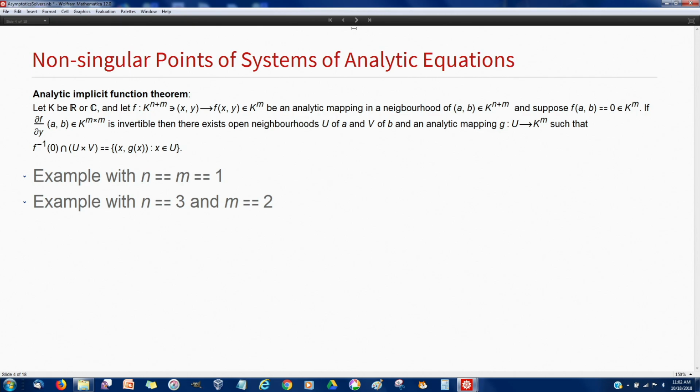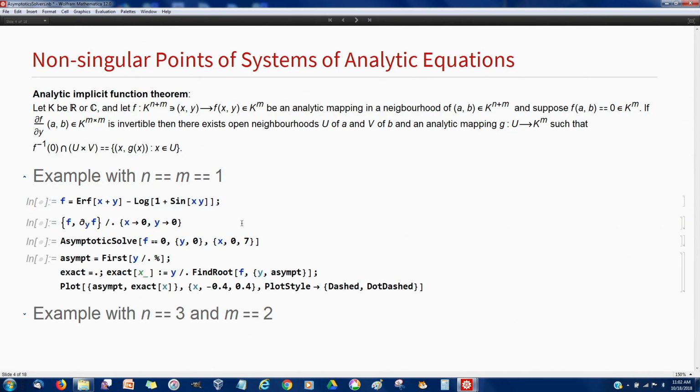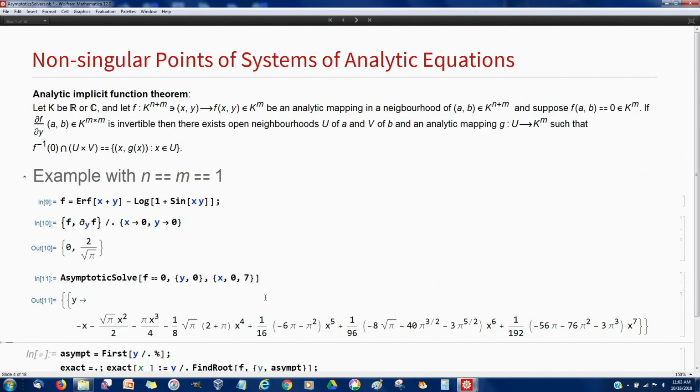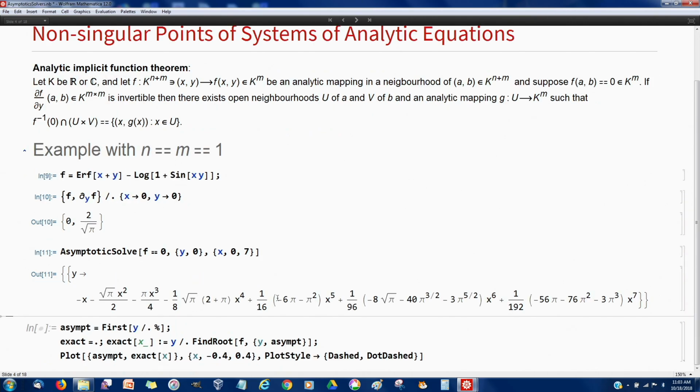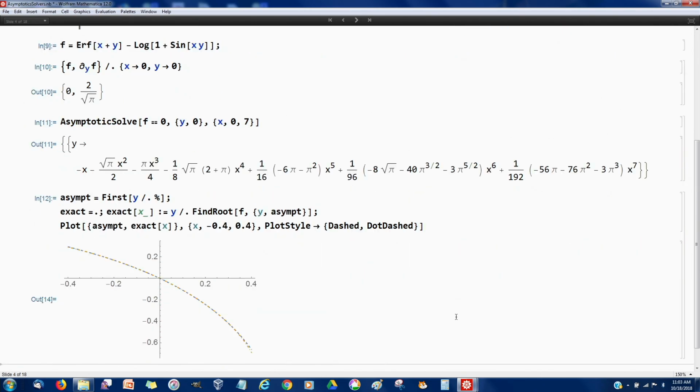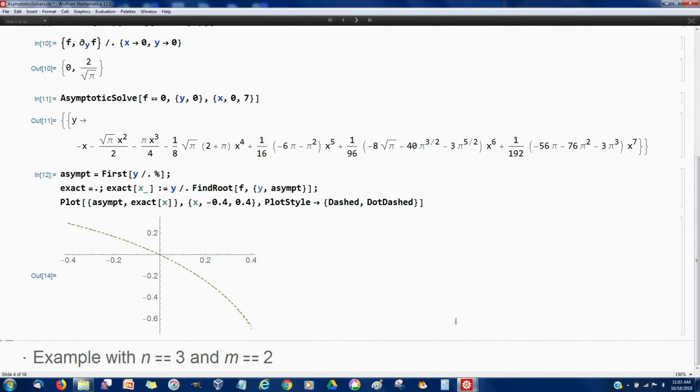If the derivative with respect to y is invertible, then locally we have exactly one solution, and this solution is analytic. Here's an example with n and m of dimension 1. Here's a function. Let's check the function is 0 at 0. Its derivative is not 0. So we should expect one analytic solution. And indeed, we get a power series with integer powers. We can check that the solution is a good approximation for the function. It's pretty difficult to tell them apart.